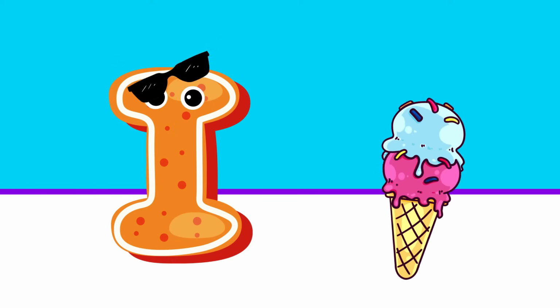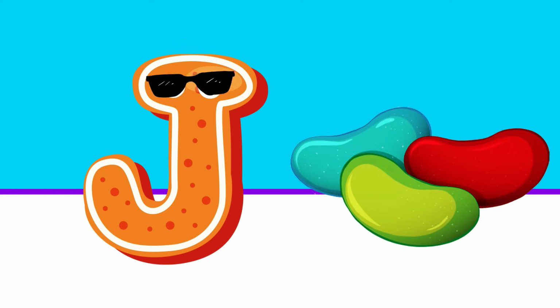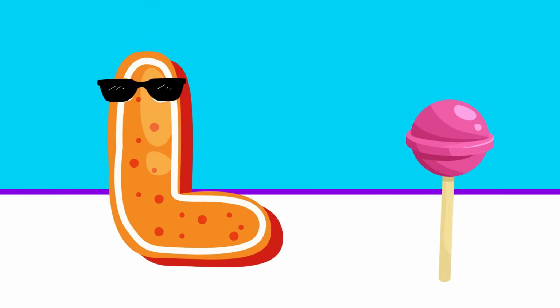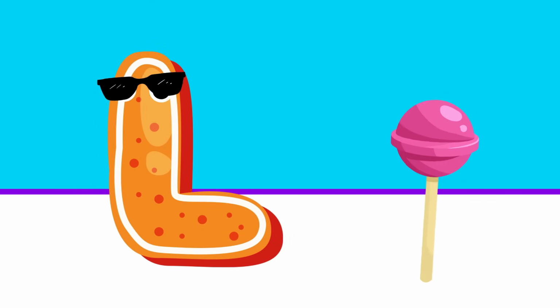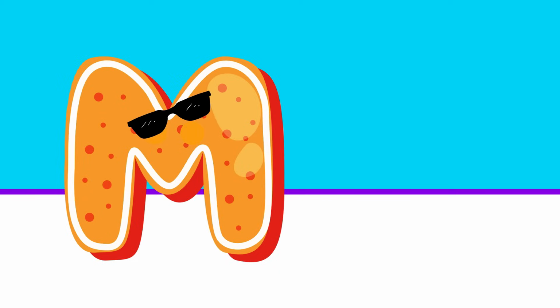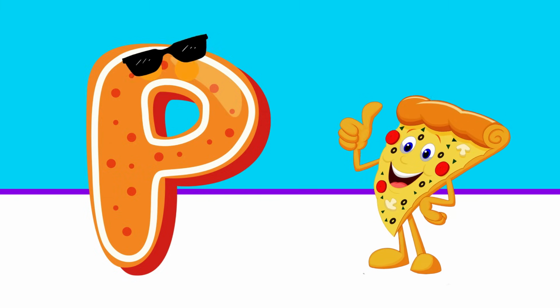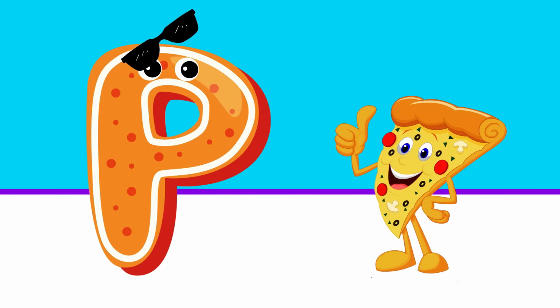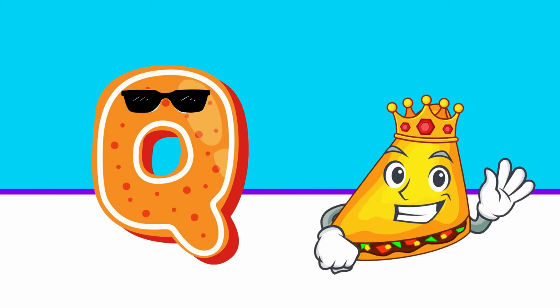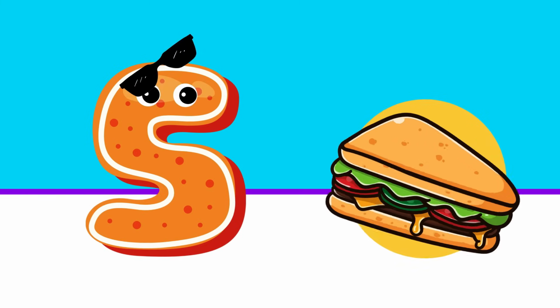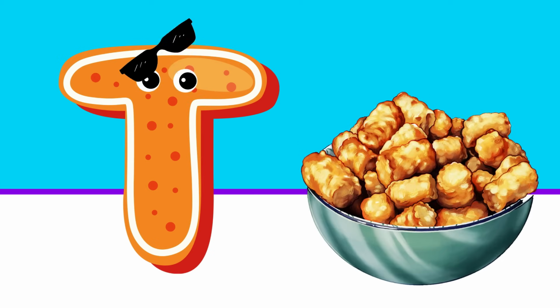I is for ice cream. J is for jelly bean. K is for key lime pie. L is for lollipop. M is for macaroons. N is for noodles. O is for omelette. P is for pizza. Q is for quesadilla. R is for roasted chicken. S is for sandwich. T is for tater tots.